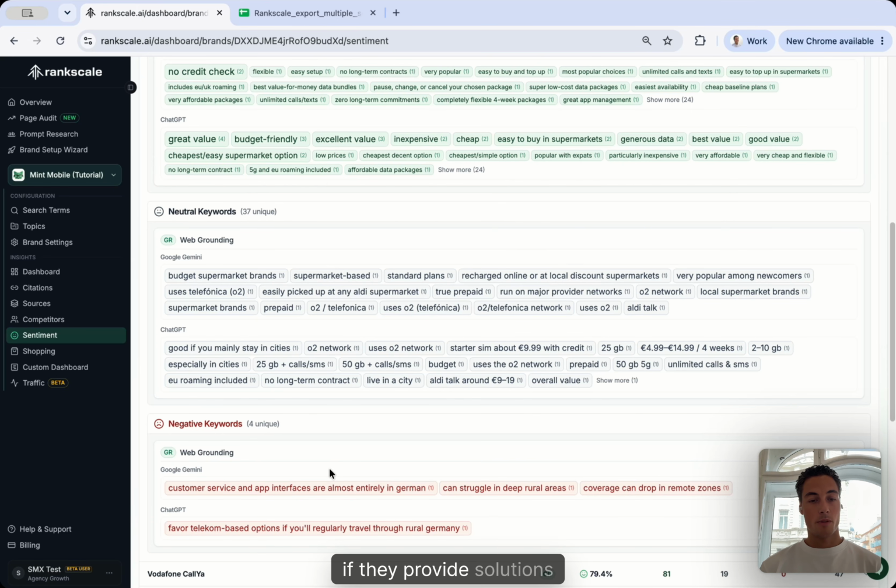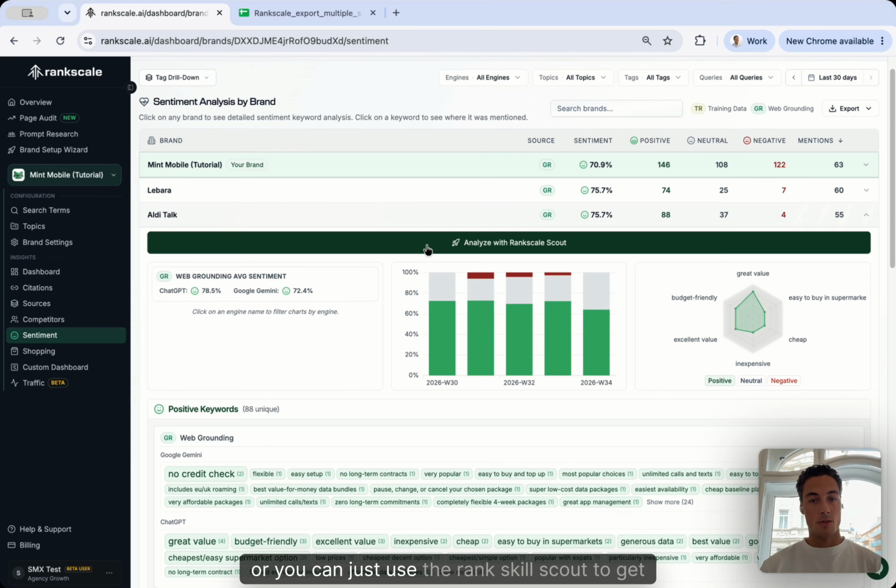Because if they provide solutions that are as suitable as possible for a specific persona, they also satisfy the user better. And of course, an AI search engine wants to provide satisfying answers. So once again, if I see negative keywords that I, for example, have a positive for, definitely make sure that you mention it. You can do this manually by just scrolling to the keywords list, or you can just use the Rankscale Scout to get recommended next steps.